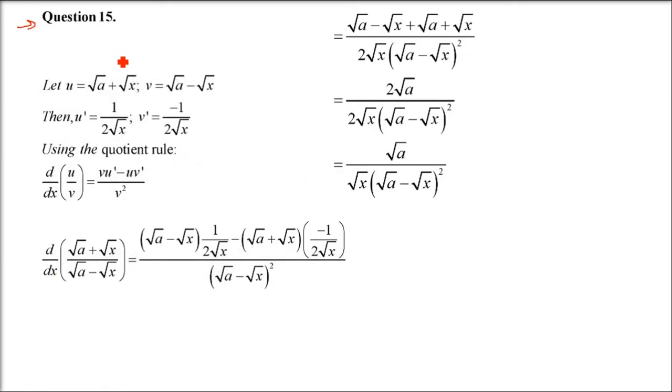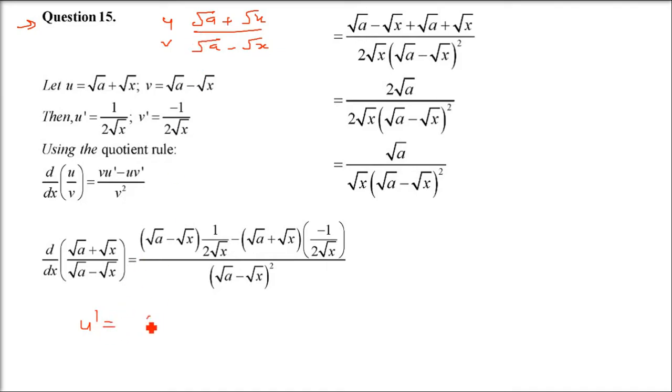Now question number 15 it is. We have root a plus root x as the numerator, and the denominator we have root a minus root x. So this is u, this is v. u dash will be what? Just differentiate it. Basic thing is u dash, v dash, and then we apply the direct quotient rule.